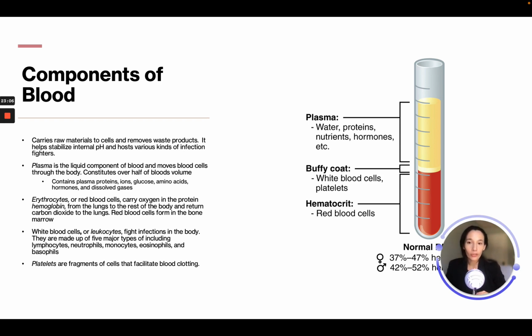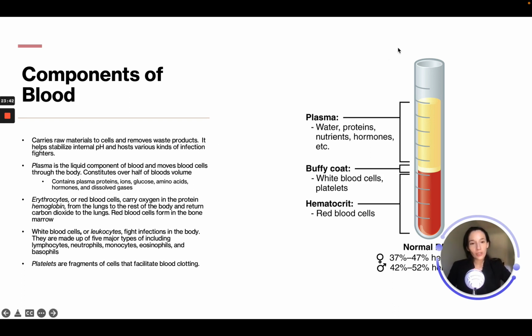Erythrocytes are another word for red blood cells. They carry oxygen in the protein hemoglobin from the lungs to the rest of the body and return carbon dioxide to the lungs. Red blood cells form in bone marrow, and white blood cells, or leukocytes, fight infections in the body. They're made up of 5 major types, including lymphocytes, neutrophils, monocytes, eosinophils, and basophils. And platelets are fragments of cells that facilitate blood clotting. And we'll be going through a lot of these different cell types later on in other modules.